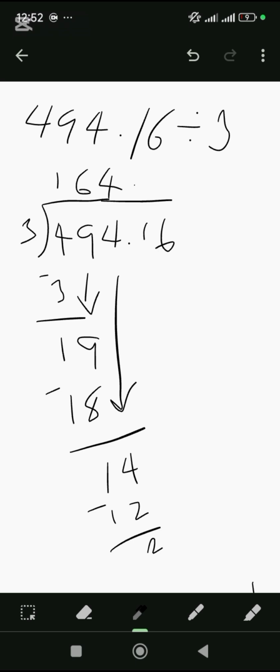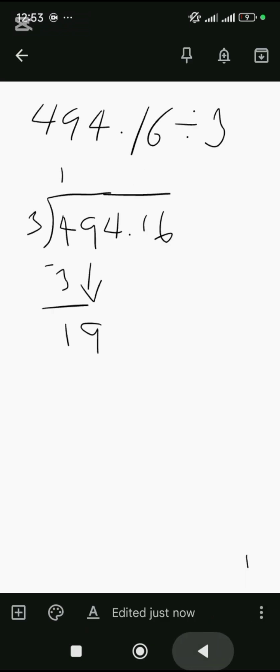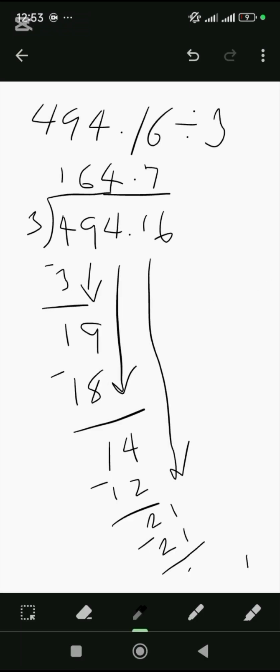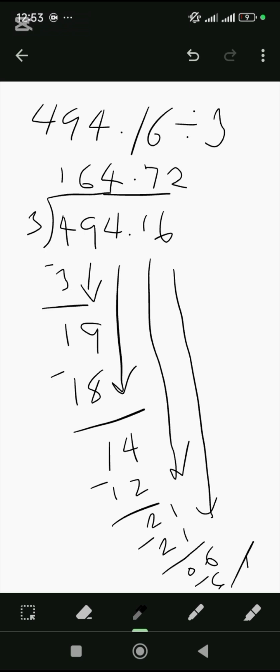Okay, you put back your point where it is. You can bring down your 1 here. So this becomes 21. How many 3 are in 21? That will be 7 times. 3 times 7 will be 21. You subtract this. This will give you 0. So you can bring down your 6 here, and this is 6. Okay, how many 3 are in 6? That will be 2. You multiply, that will be 6. You subtract, this will be 0.